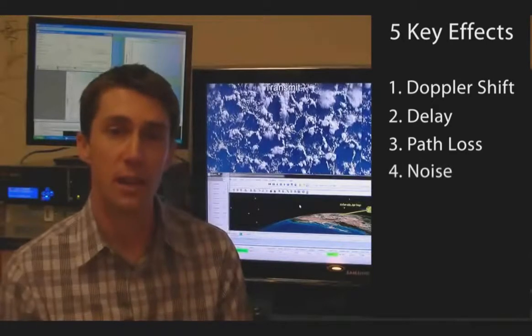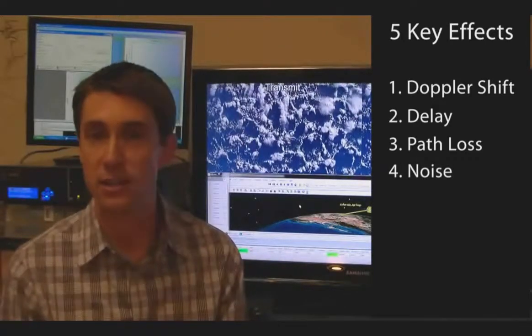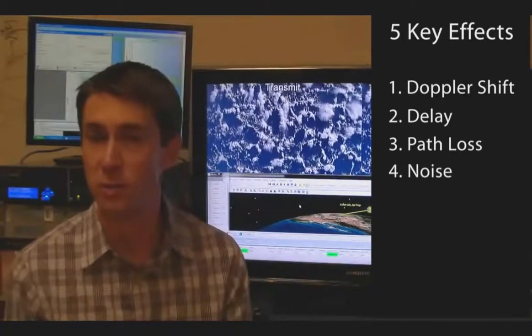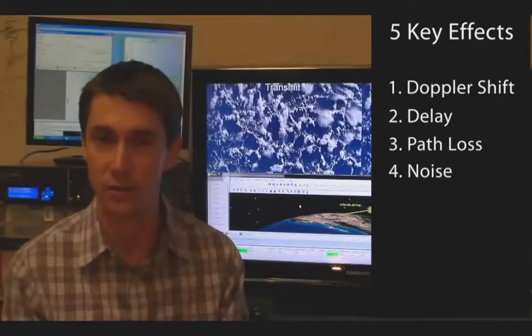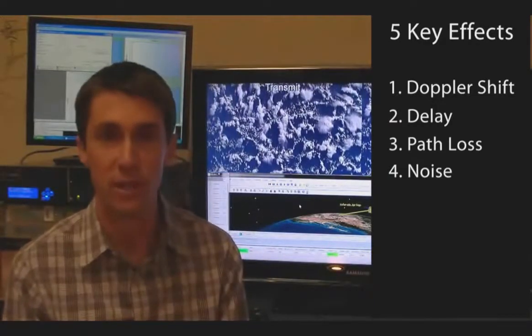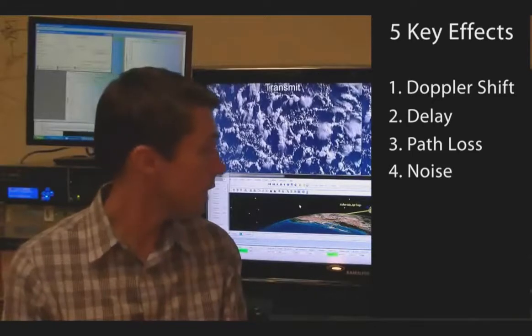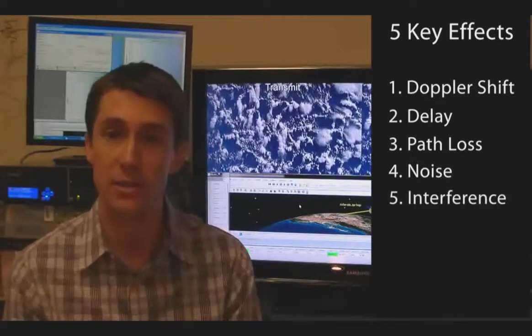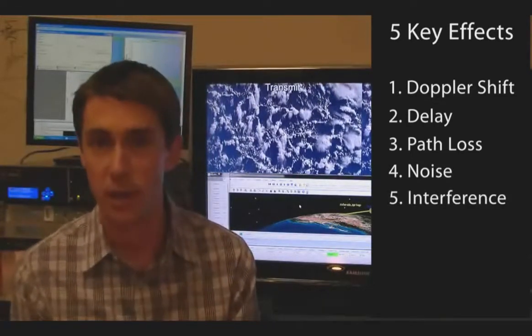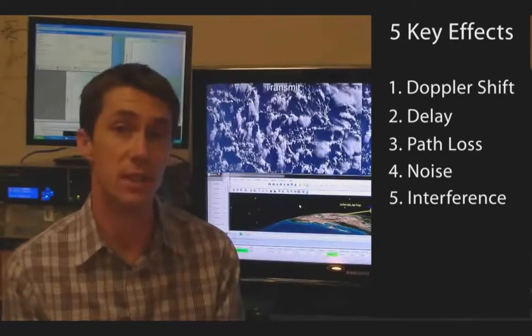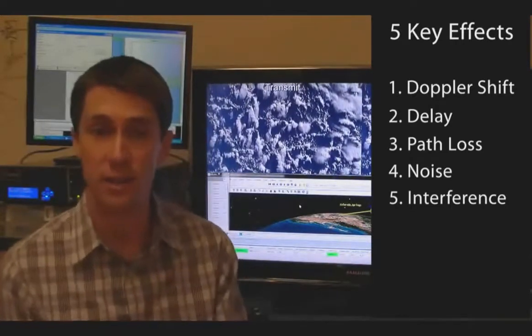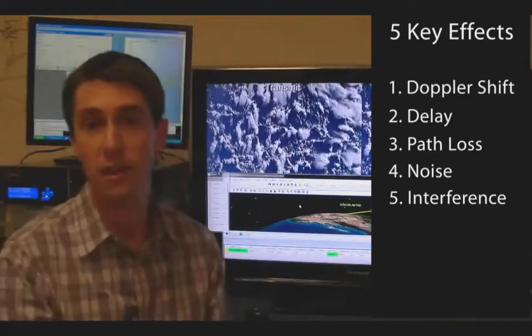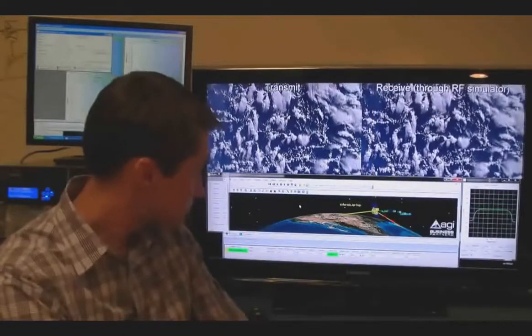Number 4, noise. Any antenna that's tracking a signal is also receiving ambient noise from several sources, and this effectively degrades the power level received by the receive end. And finally, interference. In today's very crowded frequency spectrum, interference from other signal sources is a constant concern and has to be accounted for in the design of that satellite system.